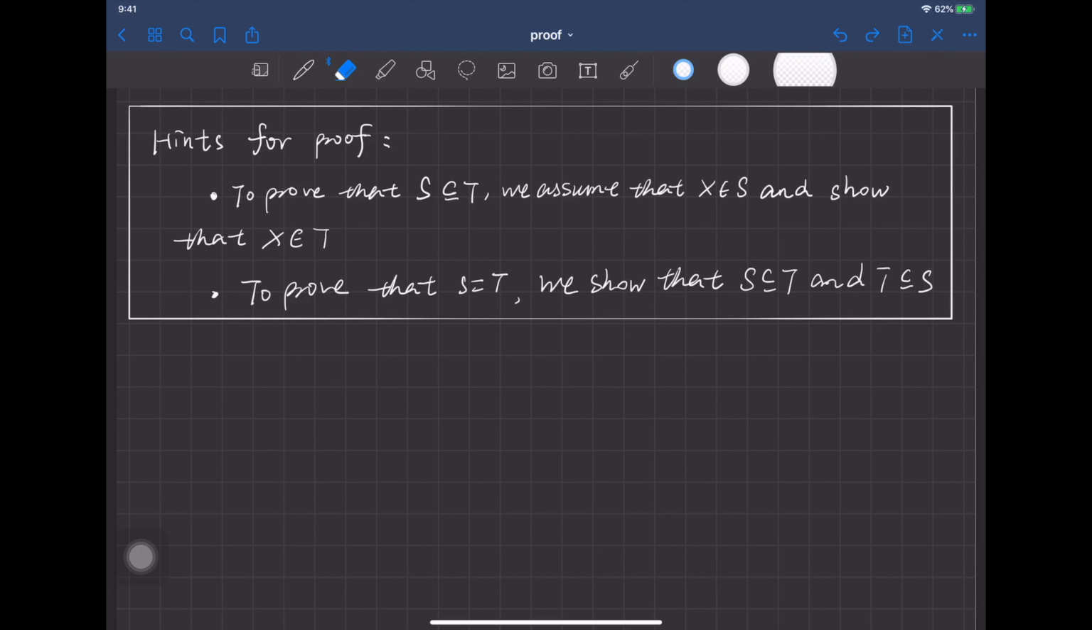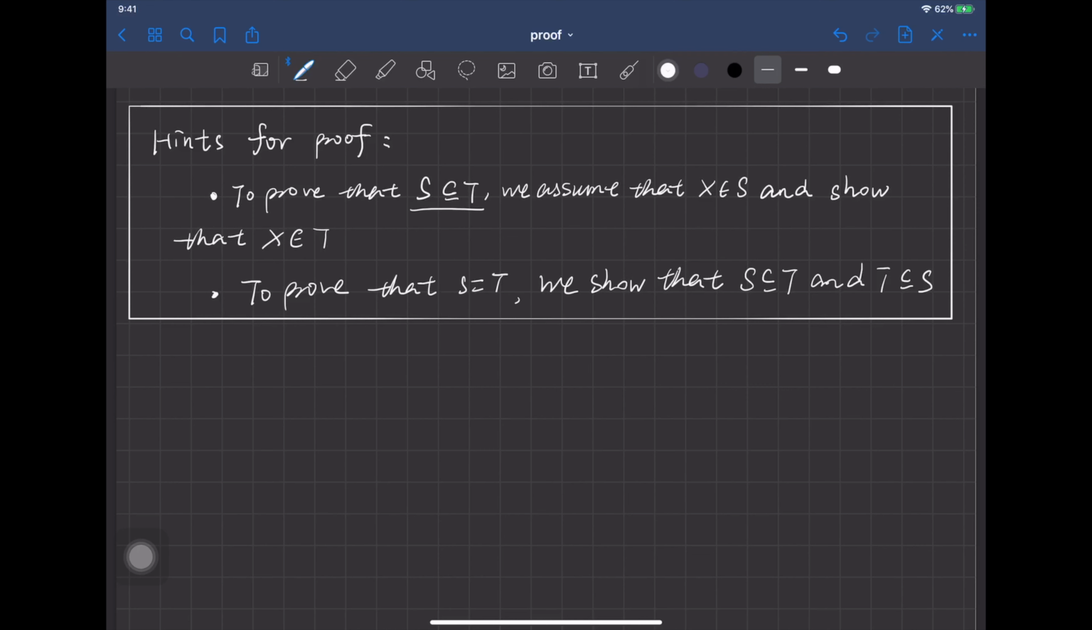Before I start talking about the laws of set algebra, I will go through some proofs to show how we prove set relations first. So let's look at hints for our proof. If we want to prove a set is a subset of another set, like if we want to prove S is a subset of T.